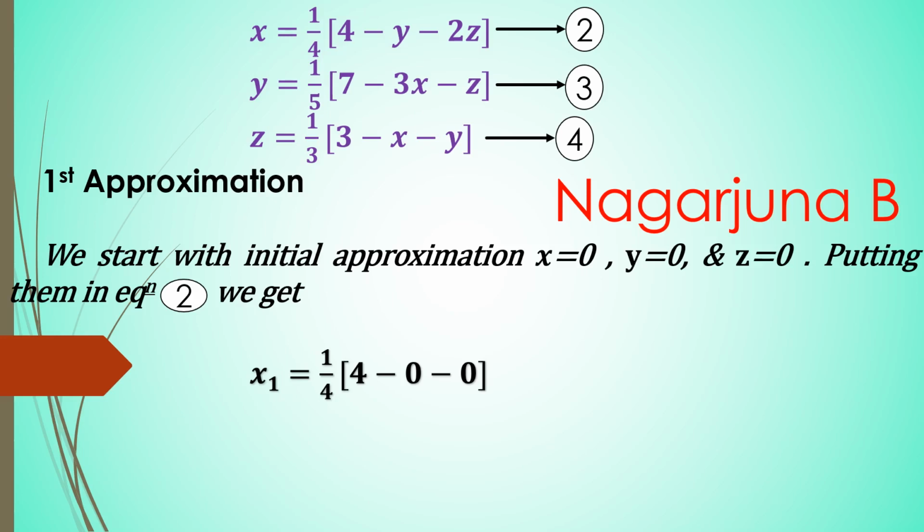Therefore, we have 1 by 4 into (4 minus 0 minus 0). 4 minus 0 minus 0 will be 4. 1 by 4 into 4 will be equal to 1.